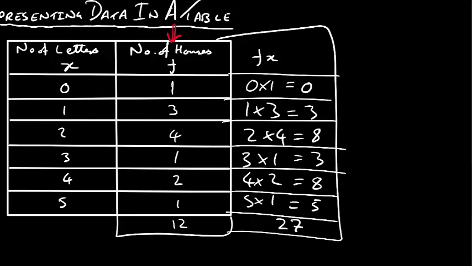We find the biggest number in this column here, which is 4. That will give us our most common value, which in this case is 2. So our mode is 2. So that's a nice easy one to work out.